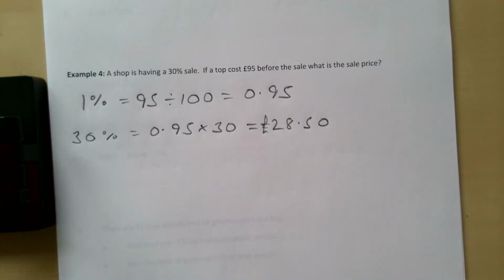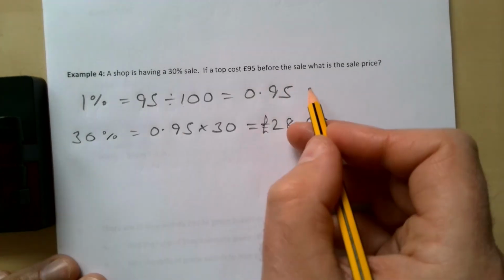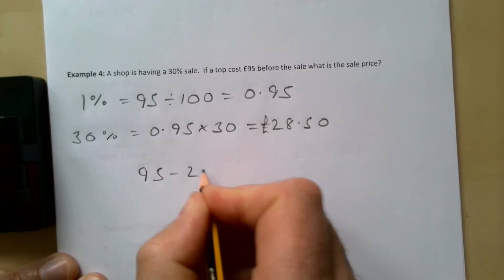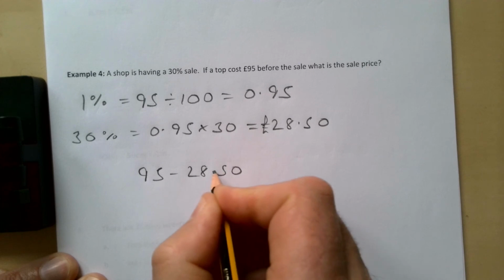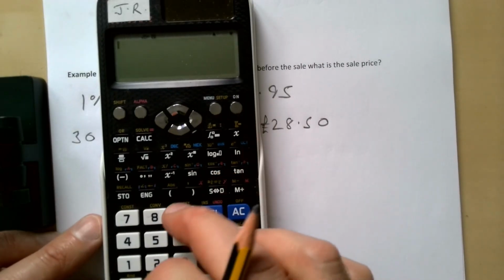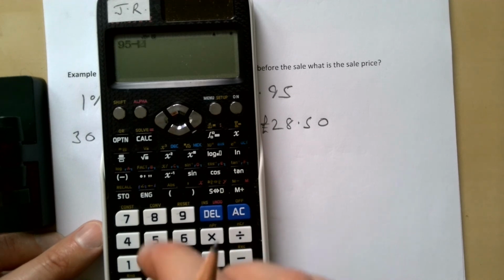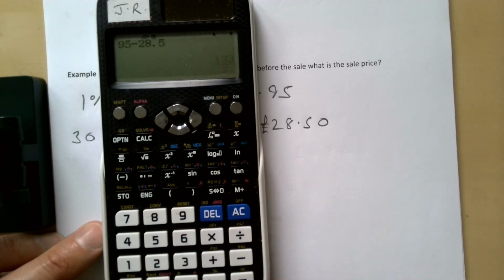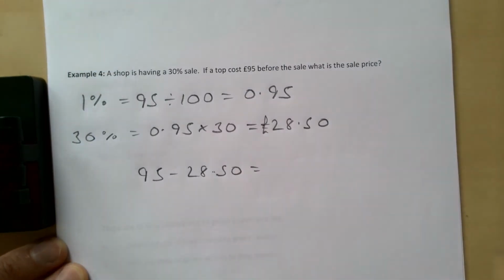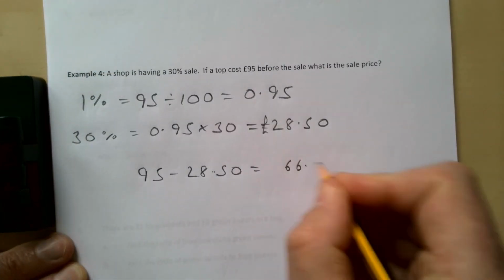28.50, I think. And you obviously need to subtract that off, so the sale price then is going to be 95 take away £28.50. And that gives me £66.50. So that's the new price.